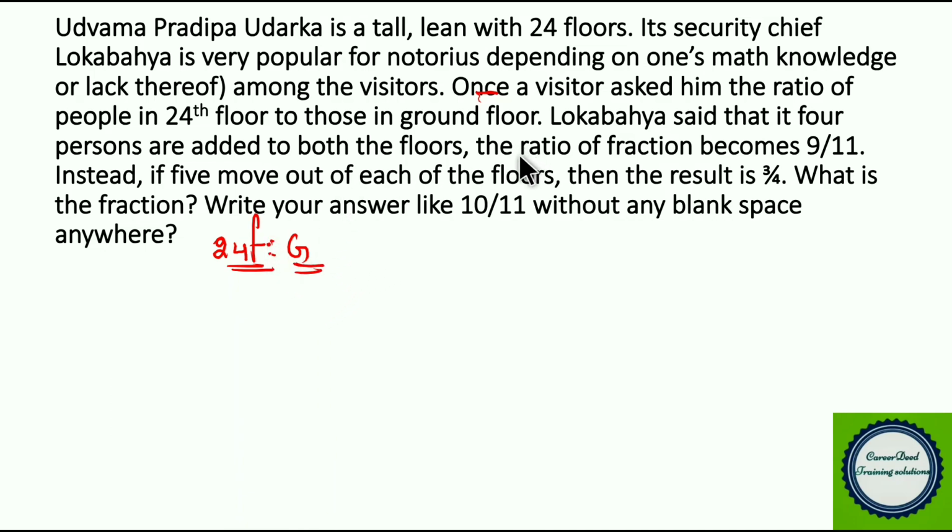Lokabaya said, when you add 4 people to both the floors, the ratio becomes 9/11. When you move out 5 people from both the floors, the ratio becomes 3/4.